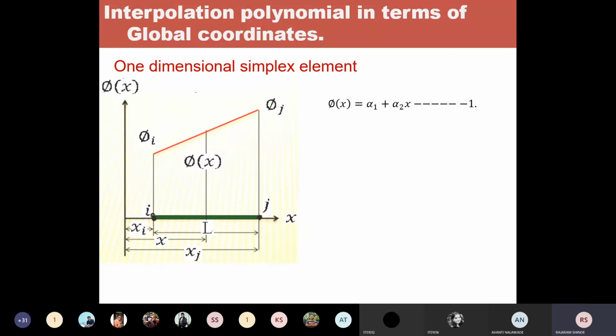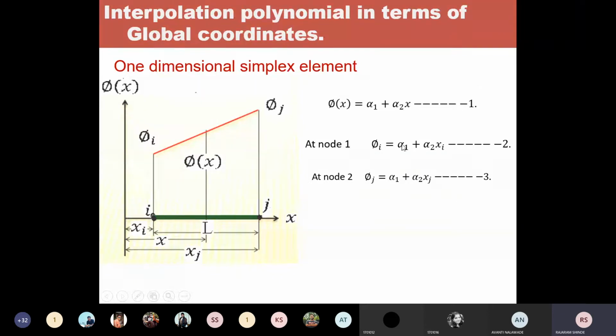Now if this is the variation of the field variable over the element, then it should be satisfied at nodes. If phi i is the nodal value of the field variable at i and phi j is the nodal value of the field variable at j, then we can write phi i equal to alpha 1 plus alpha 2 xi. This equation we can write at node number i or node number 1. Now same thing at node number j, we can write phi j equal to alpha 1 plus alpha 2 xj. Okay, this I have explained.